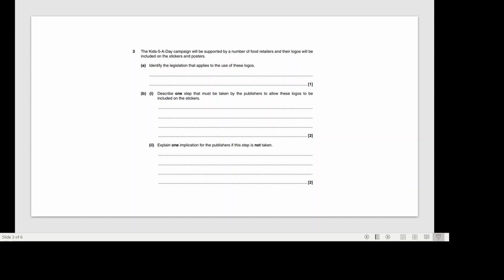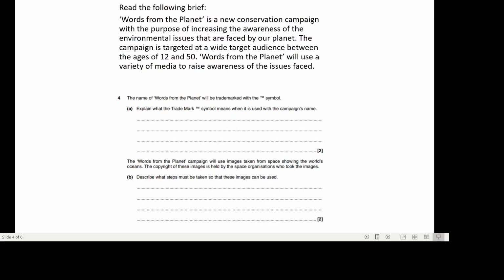Okay, so the next question required you to read the following brief. So Words from the Planet is a new conservation campaign with the purpose of increasing the awareness of the environmental issues that are faced by our planet. The campaign is targeted at a wide target audience between the ages of 12 and 50. Words from the Planet will use a variety of media to raise awareness of the issues faced.